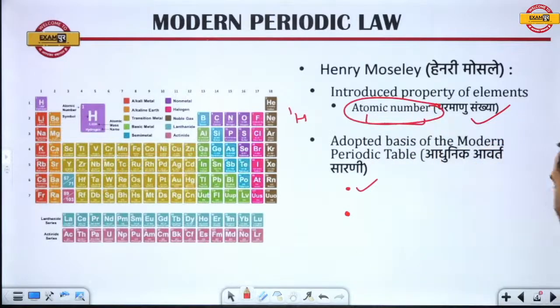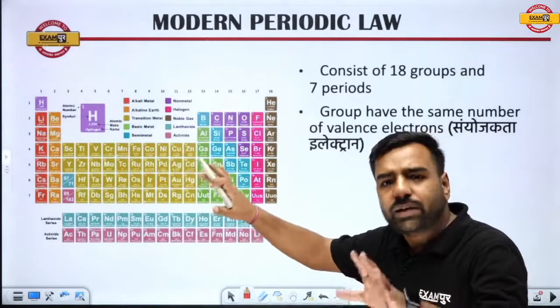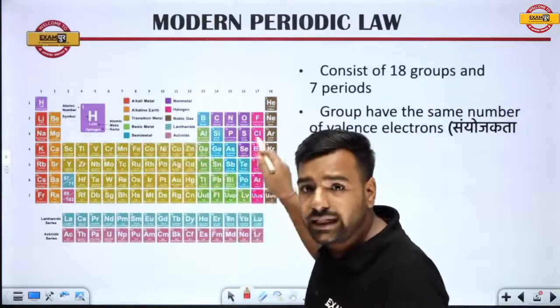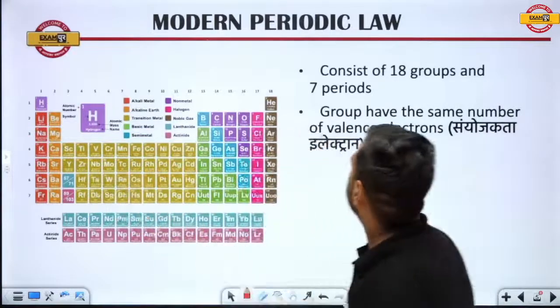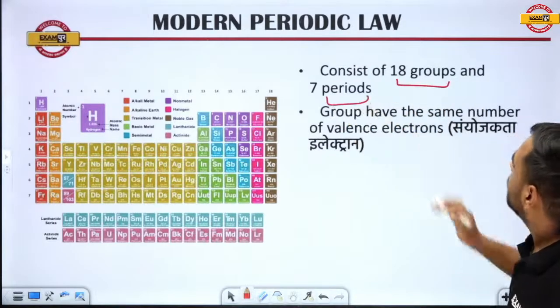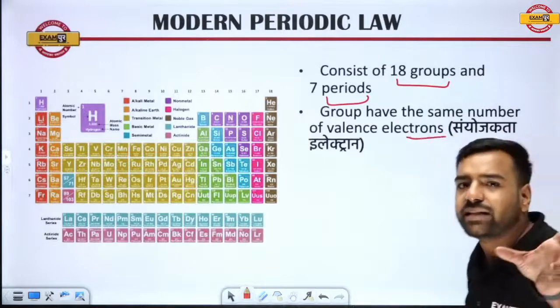atomic number. Now, what does it consist of? It has 18 groups, where we were talking about 1, 2, 3, 4 and so on till 18, and 7 periods. So it is mentioned here, it consists of 18 groups and 7 periods. Groups have the same number of valence electrons. Now what is a valence electron?